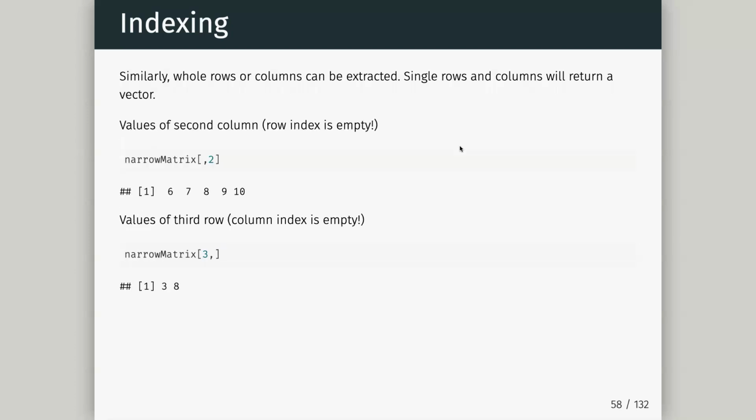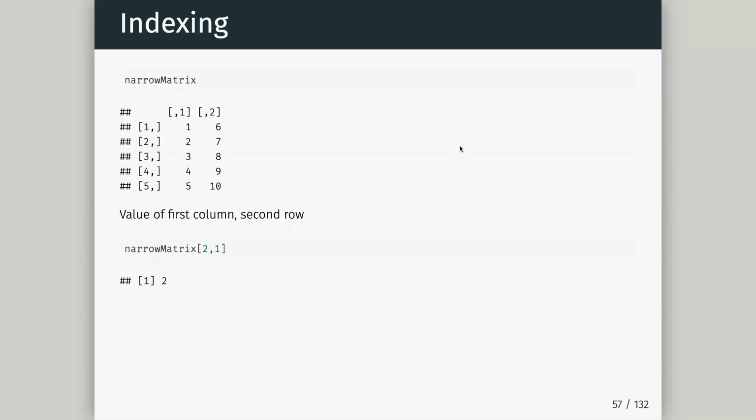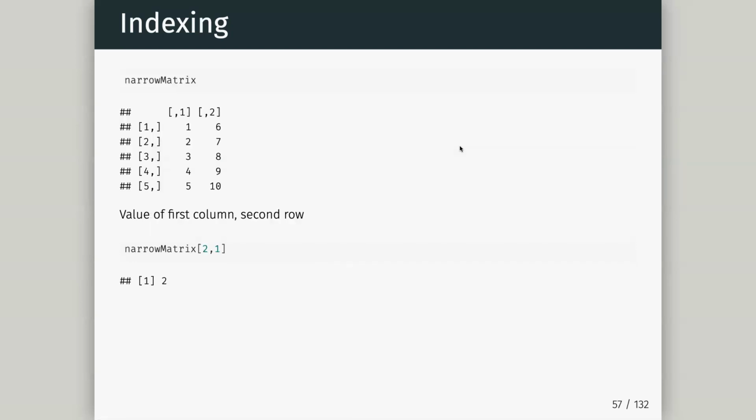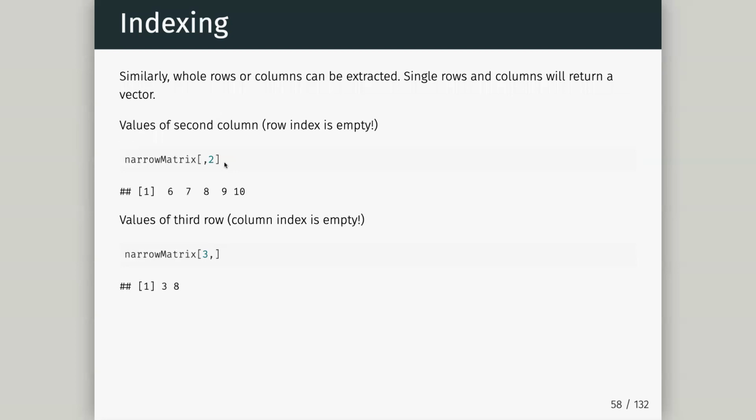We can, though, extract whole rows or columns at a time. So here I'm just extracting 1 value, second row, first column. If I want to pull out the whole second column, I can just leave the row part of the index empty. So here I do square brackets, I don't put anything into the row, I do comma, and then the column I'm interested in. And I pull out the column as a vector. Okay, so 6, 7, 8, 9, 10, that's our second column. If I do comma 2, it's going to pull out that as my vector.